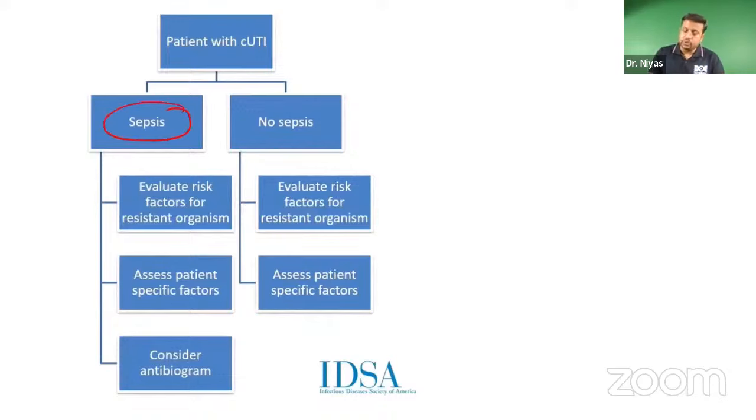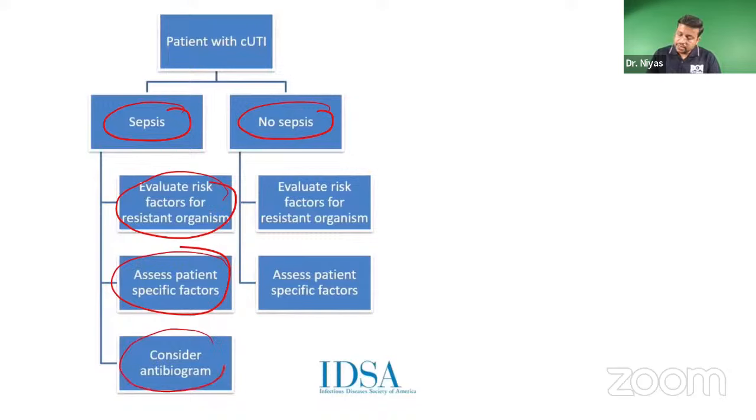First, what is the hemodynamic status of the patient, whether the patient is in sepsis or not. Second, what is the risk of resistant organism in this patient? Has the patient been recently exposed to antibiotics, or had recent hospital admissions? Again, patient-specific factors like his renal function, other factors, allergies, etc.